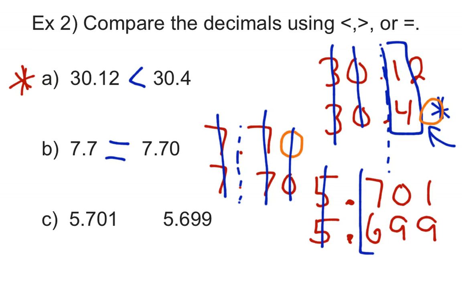But let's compare. The 5's are the same. Okay? But then as soon as I get to the tenths, since the 7 is bigger than the 6, that makes that one the larger one. 5.701 is greater than 5.699.